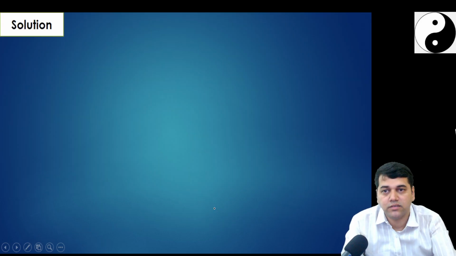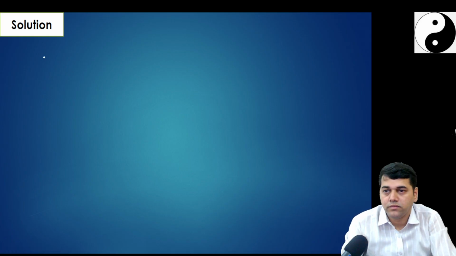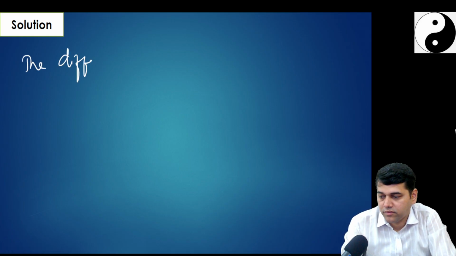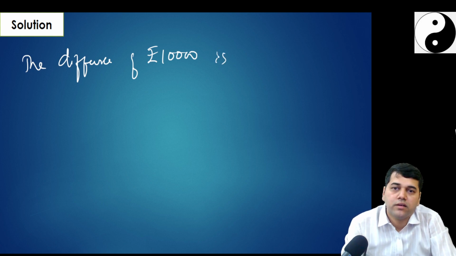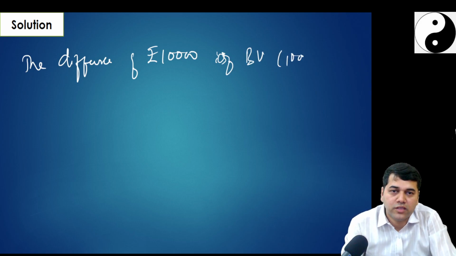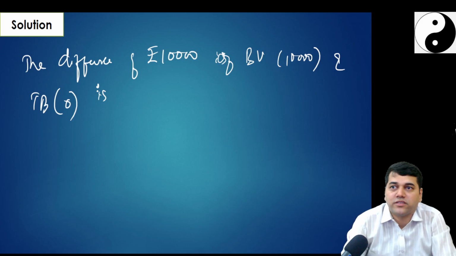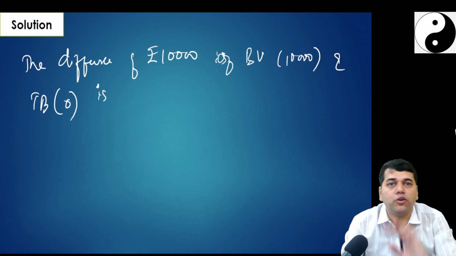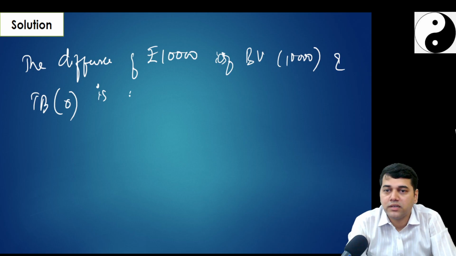Okay, right. How to write in the exam? The difference of rupees 10,000, that is, the difference between book value 10,000 and tax base 0, is what? Because they asked you to discuss. Discussion means we should be very clear to the opposite party, telling our ideas. Taxable or deductible? Taxable.